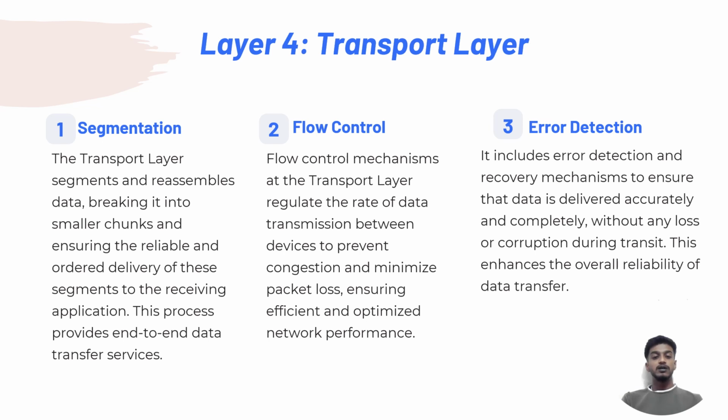This process provides end-to-end data transfer between devices. Flow control. Mechanisms at the transport layer regulate the rate of data transmission between the devices to prevent congestion and minimize packet losses, ensuring efficient and optimized network performance.